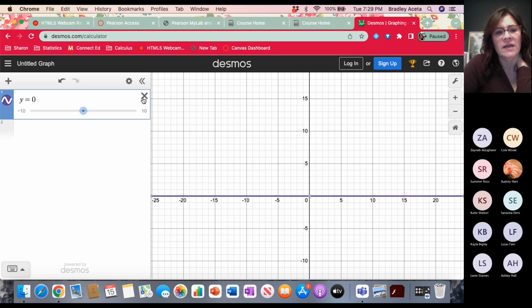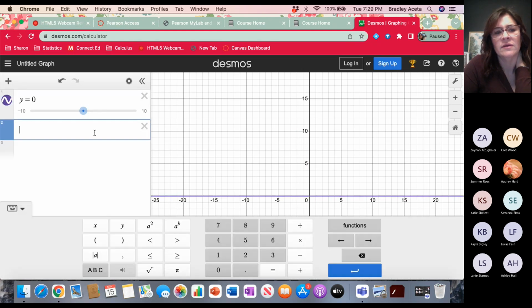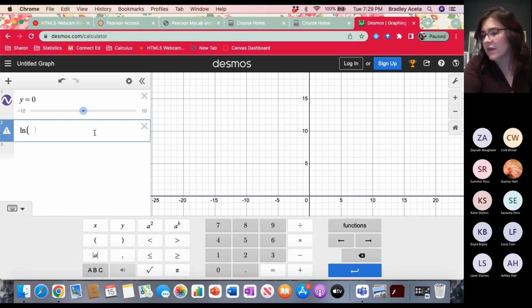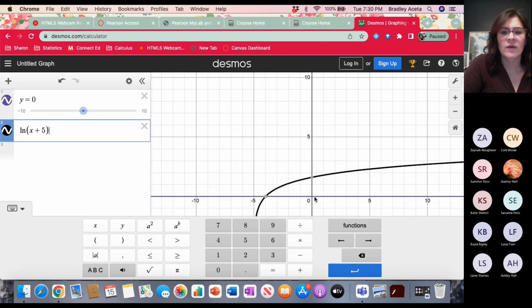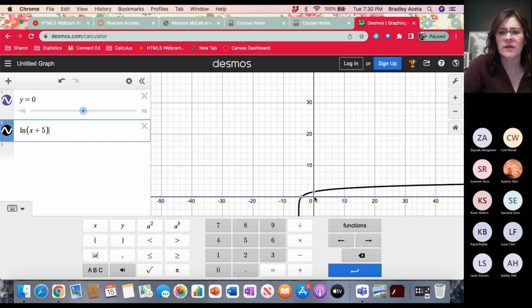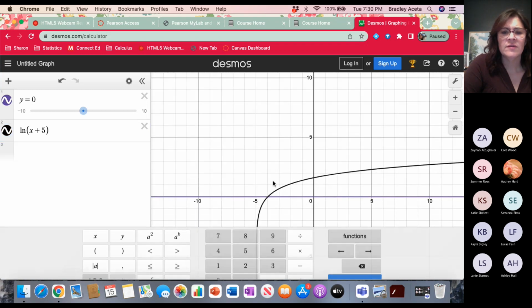I'm actually going to do the next problem on my worksheet. Same way, I'm going to type ln of x plus 5. And we are comparing it to the y equals 0 line again. Okay. But I want you to notice something about this one.